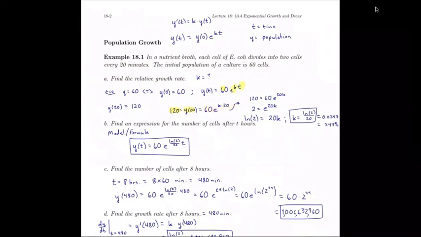And now when I look at the far left-hand side and the far right side of this equation, I have an equation in k. The only unknown in this is k. Right? So I just need to solve for k. So I'll write it down, right? 120 equals 60 e to the 20k. Divide by 60 to get this line.